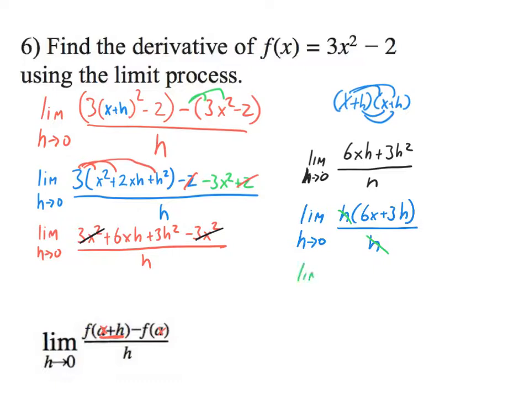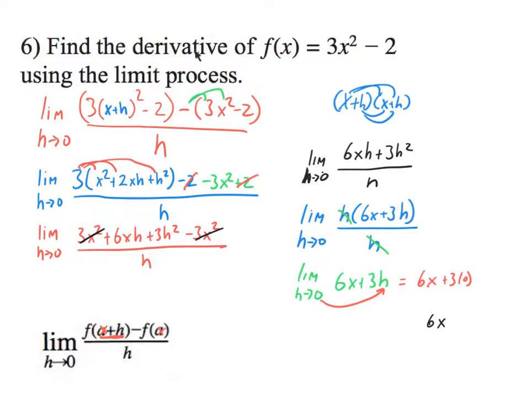That leaves me the limit as h approaches 0 of 3x plus 3h. Now, can I simply plug in 0 for h, and I get 3x plus 3 times 0. So my answer ends up being 3x. So what does all that mean? Well, this is the derivative process. Using a limit to find the derivative.